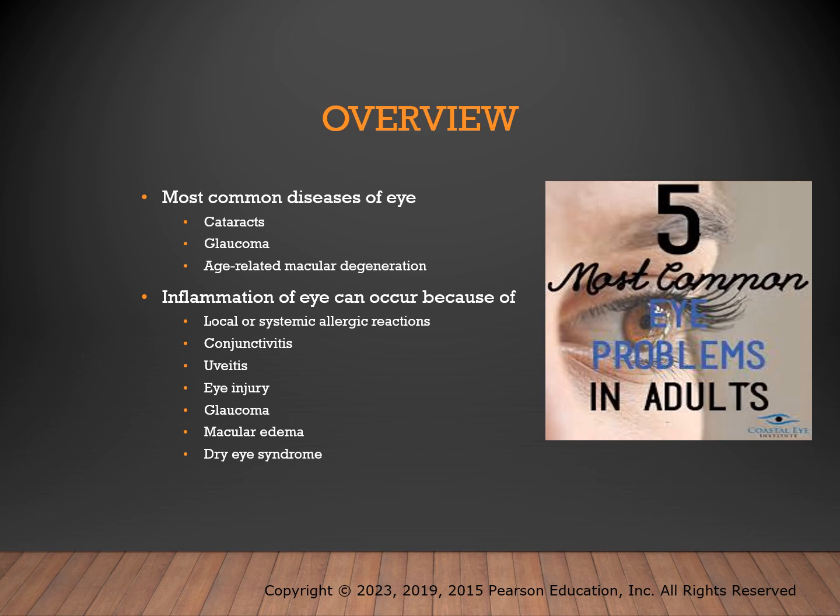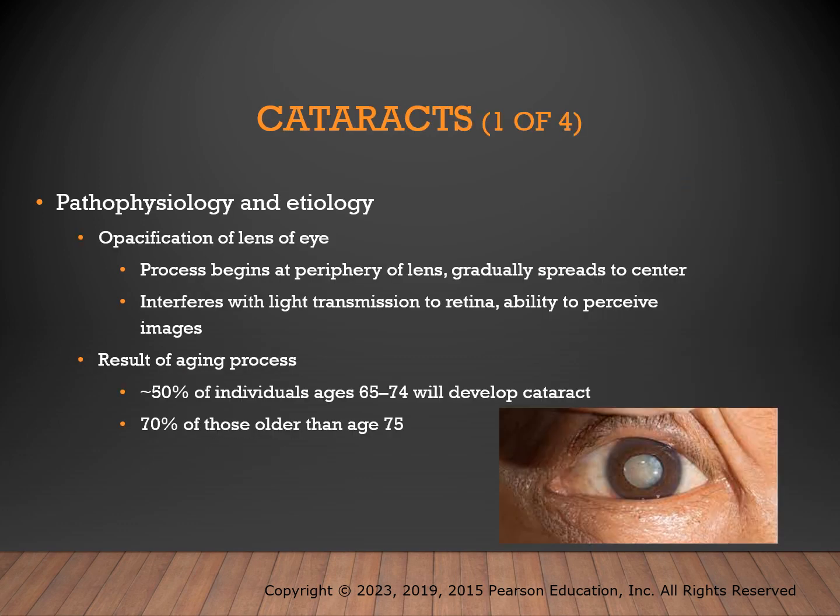Inflammation of the eye can occur because of local or systemic allergic reactions, conjunctivitis, uveitis, eye injury, glaucoma, macular edema, or dry eye syndrome. Dry eye syndrome is a condition in which the eyes do not produce enough tears or make the right type of tears for the eyes to stay healthy and comfortable, because the eye is not made to be dry. It needs to be lubricated and saturated, and if we don't have the right tear production, you can have a lot of issues with dry eye.